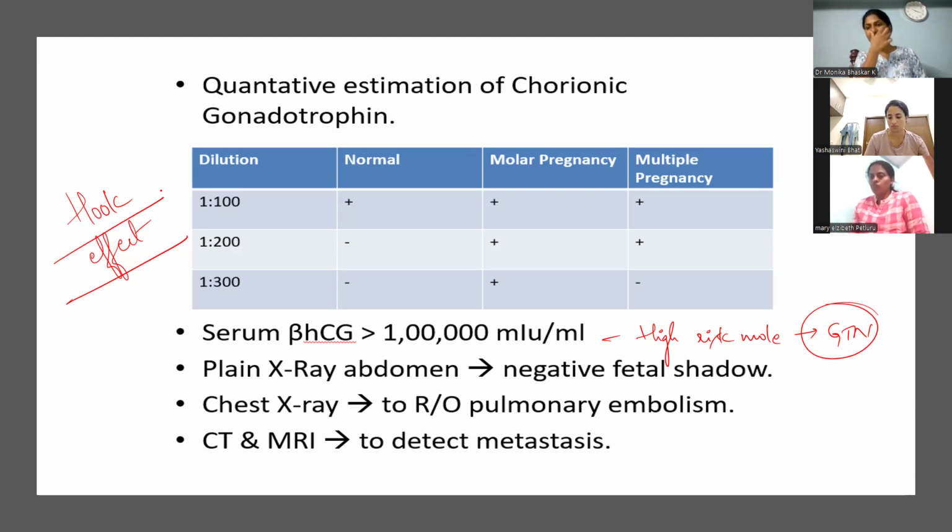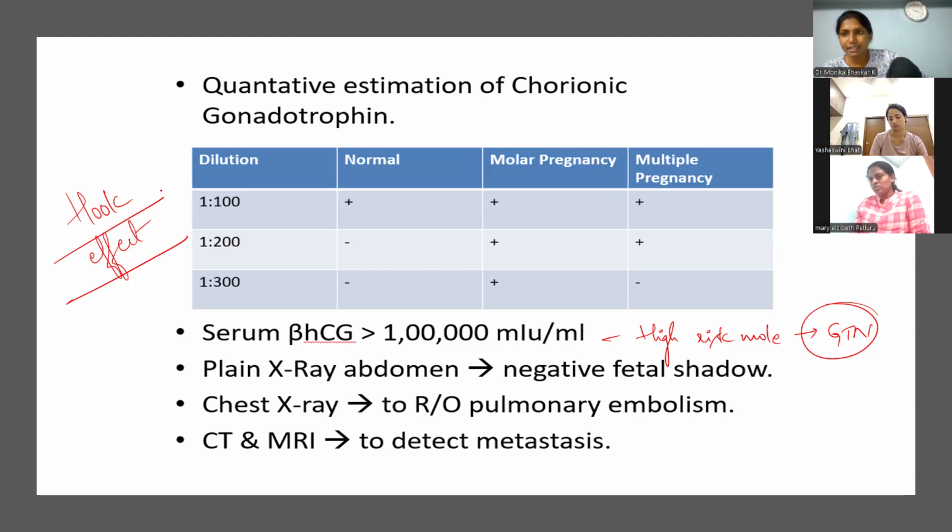In a normal pregnancy, it will be around 100 to 200 milli international units per ml, but in molar pregnancy it will be as high as 1 lakh. So there is so much difference between a normal beta HCG level and a molar pregnancy level. So though you dilute it so much, if it is still positive, then definitely it is an estimate of molar pregnancy.